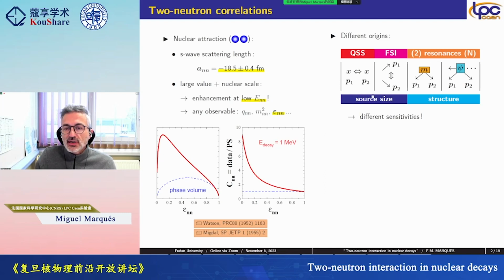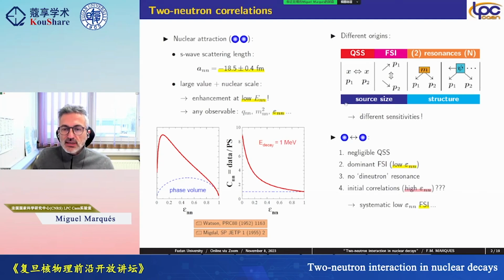So the first two are sensitive to the source size, and these are the ones that are used in interferometry type of studies. Because of course, for these two effects, if the source is very small, then the particles will feel each other much more. If the source is very big, then particles will not feel each other and there will be no effect at all. So you can link the correlation that you see with the size of the source. And these two have nothing to do with the size. They just depend on the structure of the two-body or the n-body resonance.